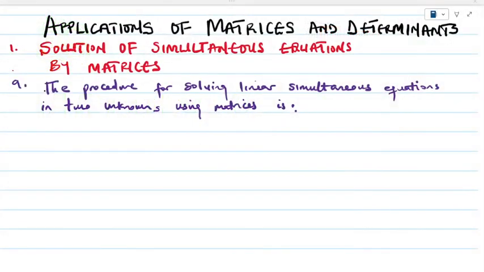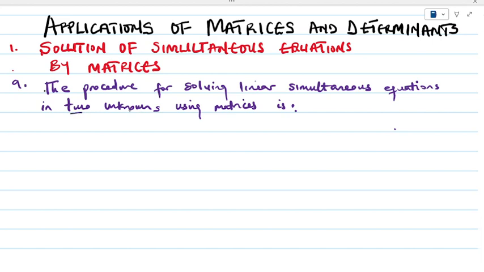Hello, welcome back to Matrix and Determinants. And today we start the applications of matrices and then the determinants. So the first one is the solution of simultaneous equations by matrices. So the procedure for solving linear simultaneous equations in two unknowns using matrix.